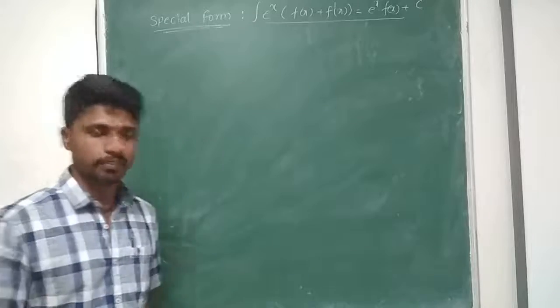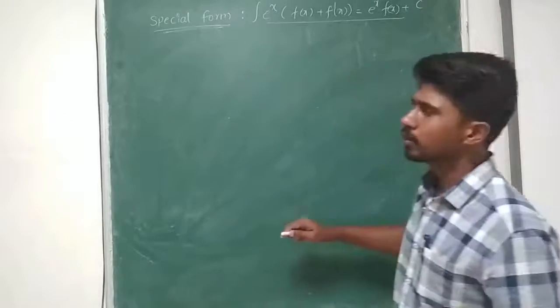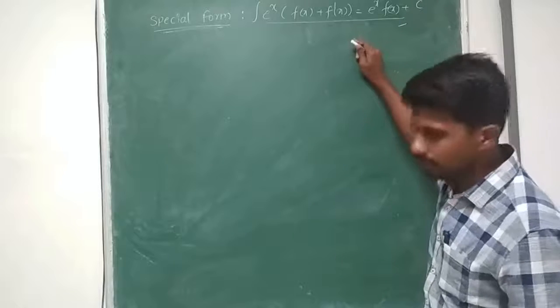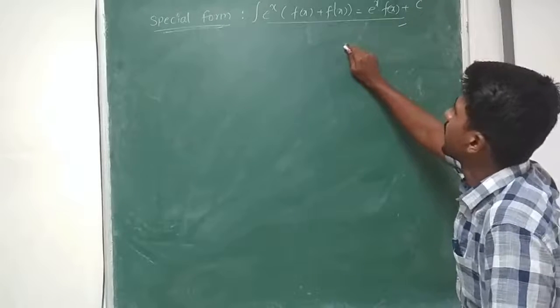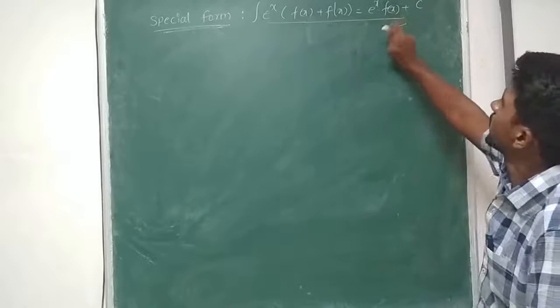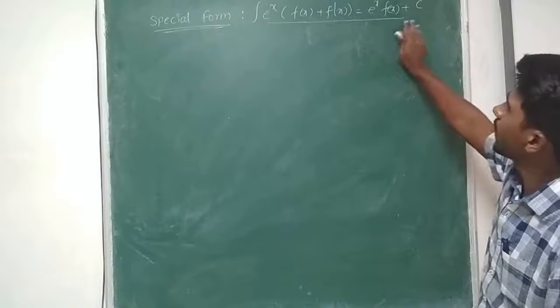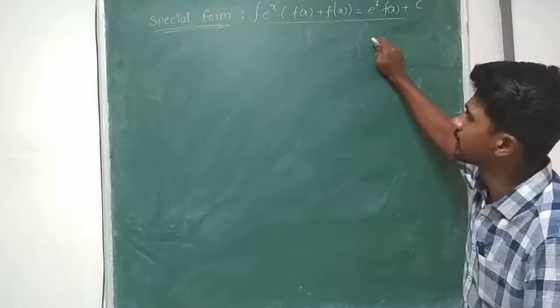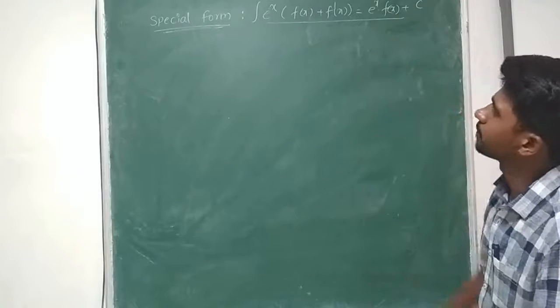We shall move to the next exercise. So this exercise depends on only one formula, which is integral e^x [f(x) + f'(x)] dx = e^x f(x) + c. This we derive with the help of integration by parts. So how can I derive this one?